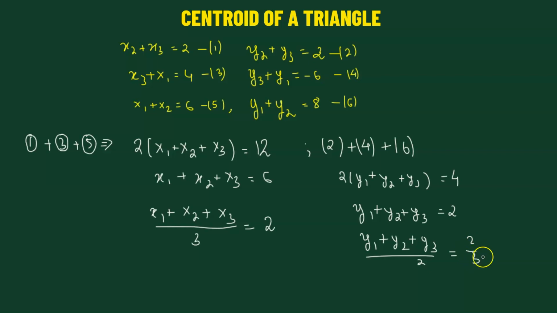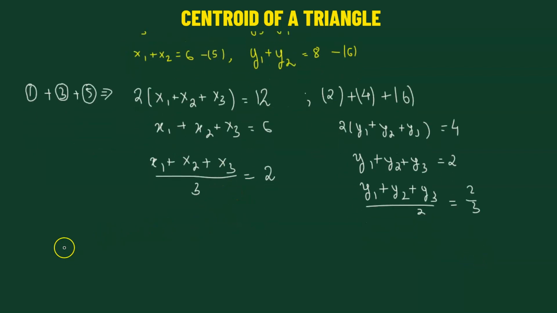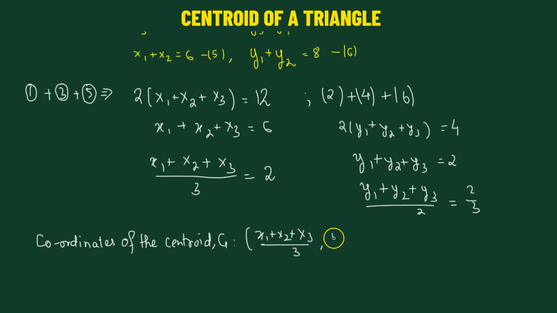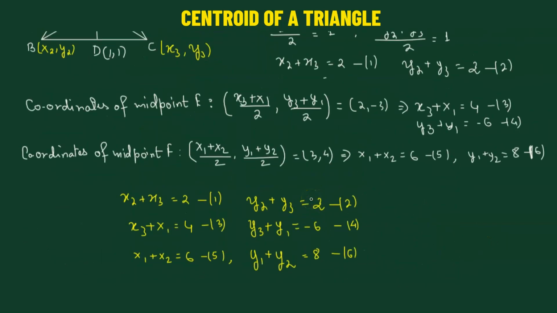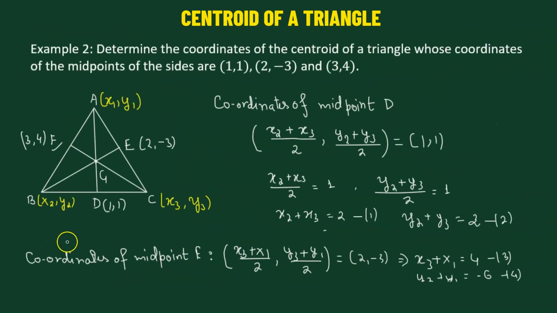Now we have the coordinates of the centroid, because that's simply x1 plus x2 plus x3 divided by 3, and the y coordinate is y1 plus y2 plus y3 divided by 3. So this corresponds to 2 comma 2/3. That's going to be the coordinate of the centroid of the triangle whose midpoints of the sides are given to us. Let's go to another problem.